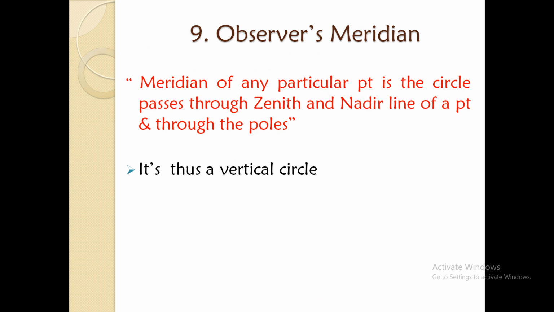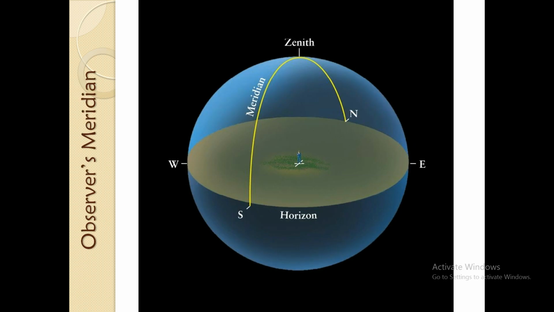Next is observer's meridian. Observer's meridian of any particular point is the circle which passes through zenith and nadir line of a point and through the poles. So it is a vertical circle. As we know, a vertical circle means the circle which is passing through the zenith and nadir line. But if this vertical circle also passes through the north and south poles, it is called as the observer's meridian. So we know that the observer's meridian is also perpendicular to the celestial horizon.